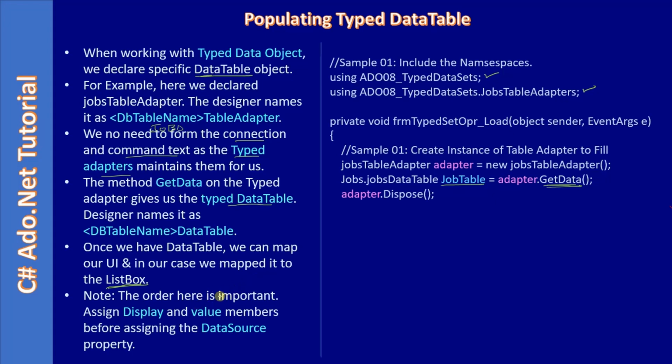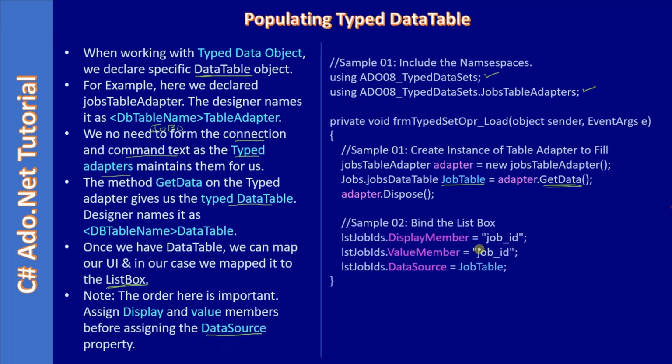All right. When we are hooking, the order is important. So assign display and value member before assigning the data source. So here if you see, first we specify the display member. We specify display member as job ID for our list box. This is our list box. Then we specify job ID as value member. So we display job ID, and value member also we are specifying as job ID. Then for data source, we specify job table. Job table is already written, right?